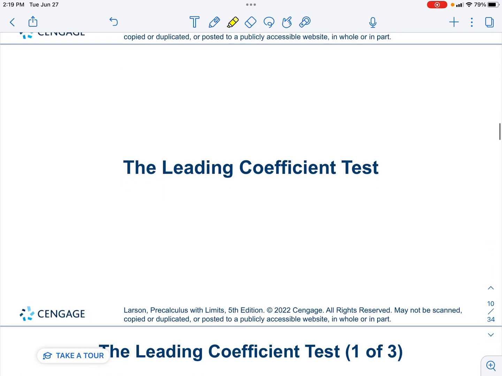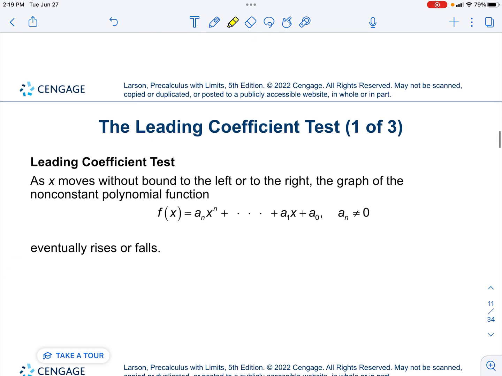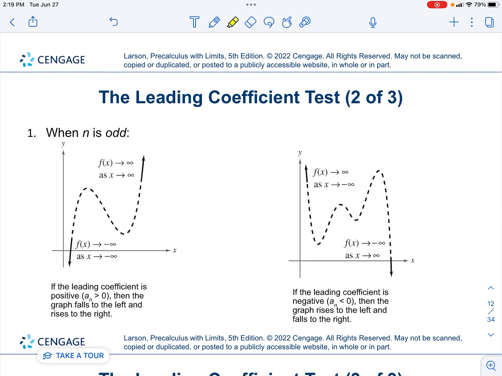The leading coefficient test is a way for us to ensure that we have kind of the basics of our graph correct. It's going to tell us if the ends are pointing up or they're pointing down. So we'll take a look. If your n is odd, for example, y equals x, or y equals x cubed, or y equals x to the 5th, if that power is odd, we are going to have something like an S curve.